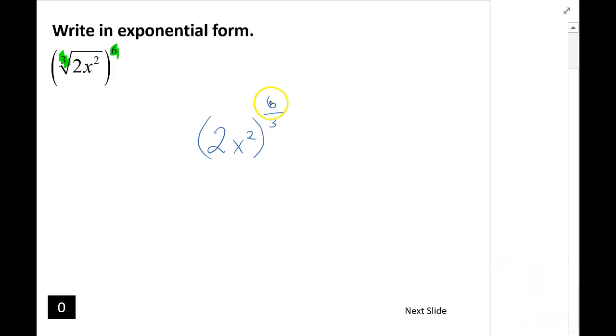Now if you notice, 6 over 3, just like any other fraction, we can actually simplify or reduce that fraction. And now, 6 over 3 is also 2. 2x squared. Okay. And if I asked you to simplify it, you could go further and apply this squared to the 2 and to this x squared and get 4x to the fourth. But we only want to write in exponential form, and that's all we need to do.